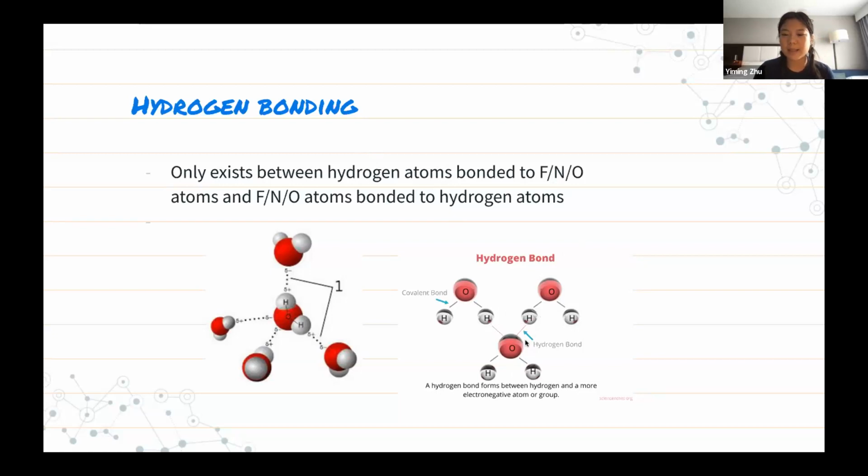However, that doesn't mean that's a new chemical. These are bonds outside of the chemical, between different molecules.